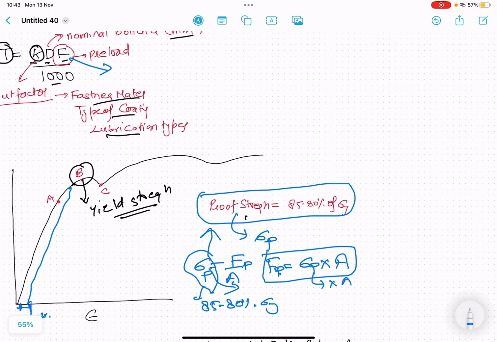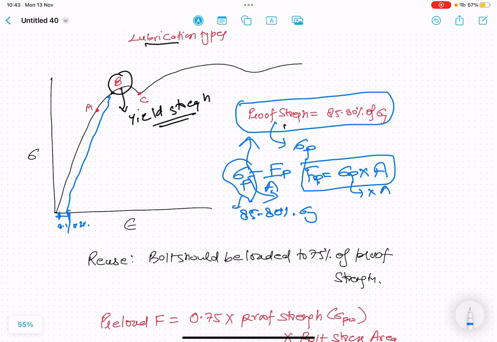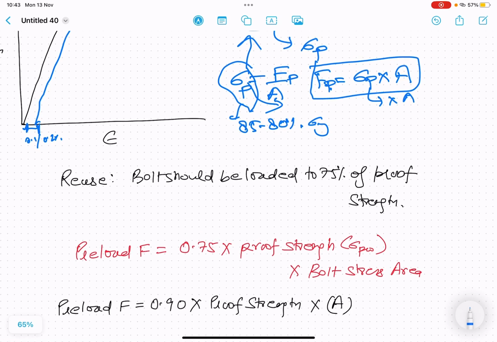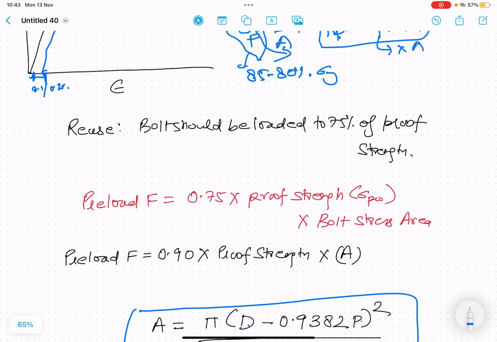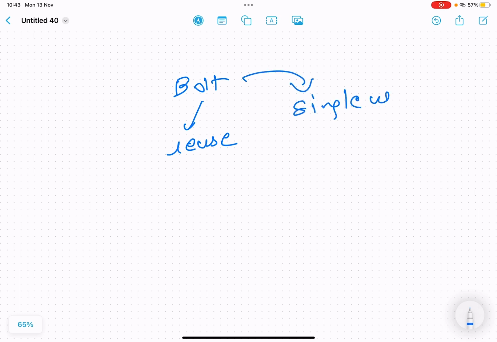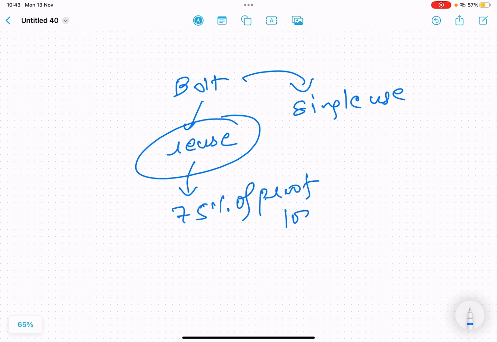Now you don't have to directly put F over there. There is one more thing that we have to consider. There are two cases: the bolt can be reused, or the bolt serves its purpose only once and can be used only once. One is where you want to reuse the bolt, and the second is where the bolt is not to be used again, single use only. When you want to reuse, then you have to use only 75% of the proof load that we have calculated, that is 0.75 Fp. If you want to use it only a single time, then 0.9 Fp.